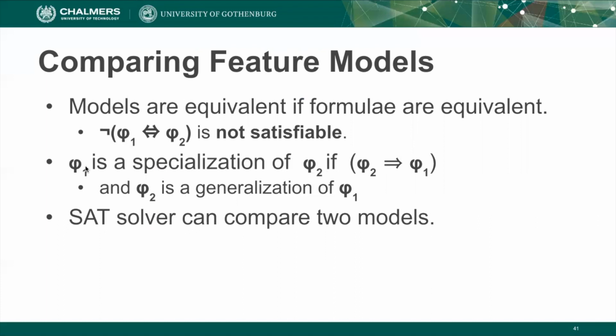Similarly, phi1 is a specialization of phi2 if not (phi2 implies phi1) is unsatisfiable, meaning no assignment can be returned that violates the implication. And if phi1 is a specialization of phi2, then in the reverse direction, that means phi2 is a generalization of phi1. It's a superset, including all products of phi1 and others. And SAT solvers can compare those models, of course.